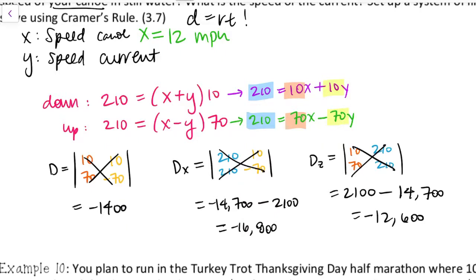And the speed of the river, or of the stream, wherever we are, Boundary Waters, we take dy over d. We take negative 12,600 divided by negative 1,400. The speed of the current is 9 miles per hour. So sure enough, you are barely going faster than it, barely going where you want to go.